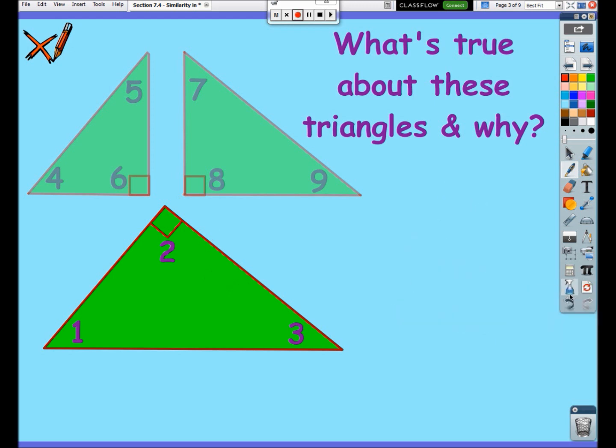Now, the easy thing to comment on would be, well, they all have 90-degree angles. True. So there is our first A of angle-angle. They all have matching 90s. Now, they will all have another set of matching angles and also a third set of matching angles as well, but they're not as obvious as just the 90s. All right? So let's talk about the others.